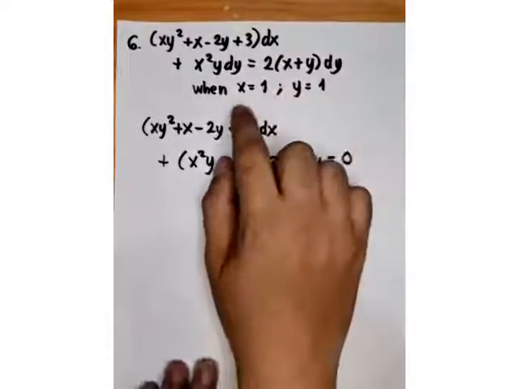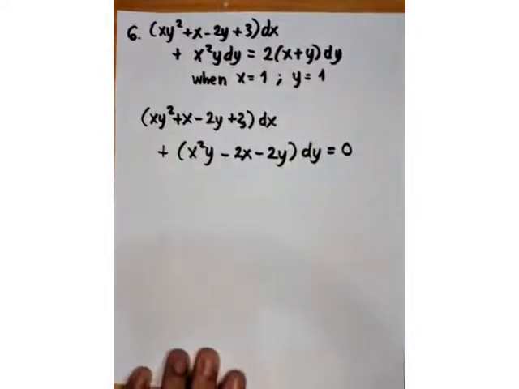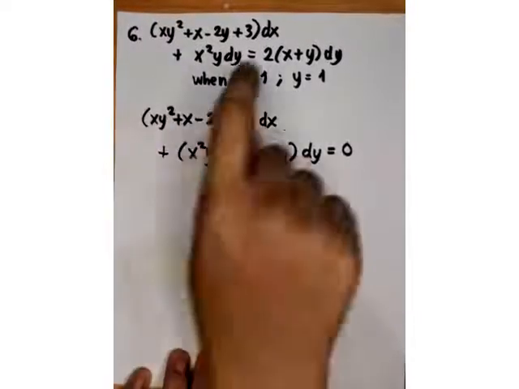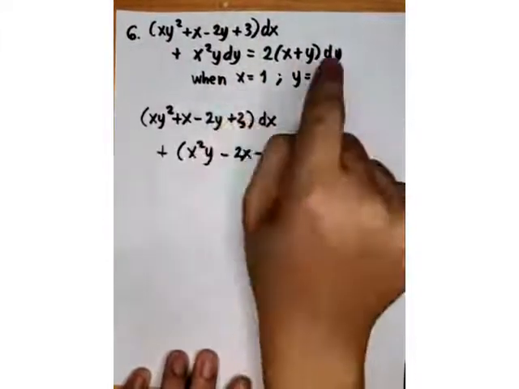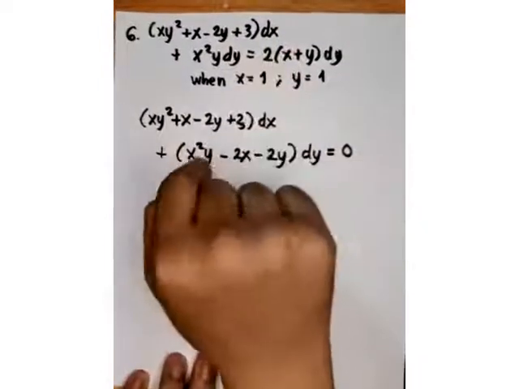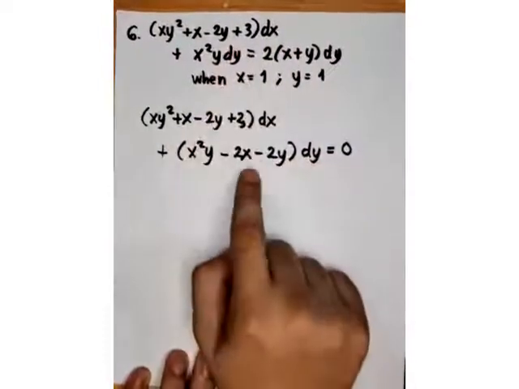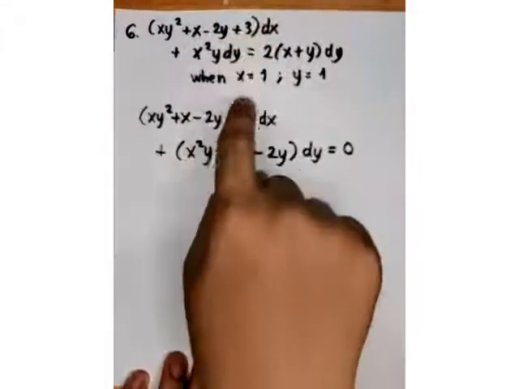Okay. So, ito yung given natin differential equation. So, this. Ayan. So, the quantity xy squared plus x minus 2y plus 3 dx plus x squared y dy is equal to 2 times the quantity x plus y dy. Okay, class. Yung equation natin is not yet in the standard form. Okay? So, ginawa ko na siya dito. Naka-standard form na siya pagdating dito.